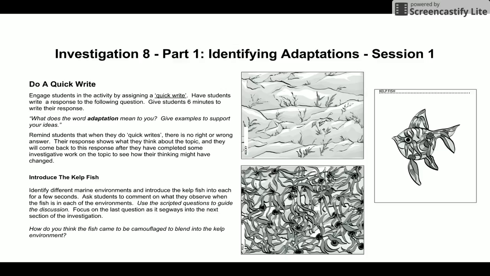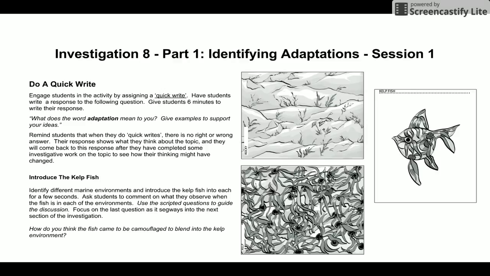Remind students that when they do quick writes, there's no right or wrong answer. Their response shows what they think about the topic, and they will come back to the response after they have completed some investigative work on the topic to see how their thinking might have changed.